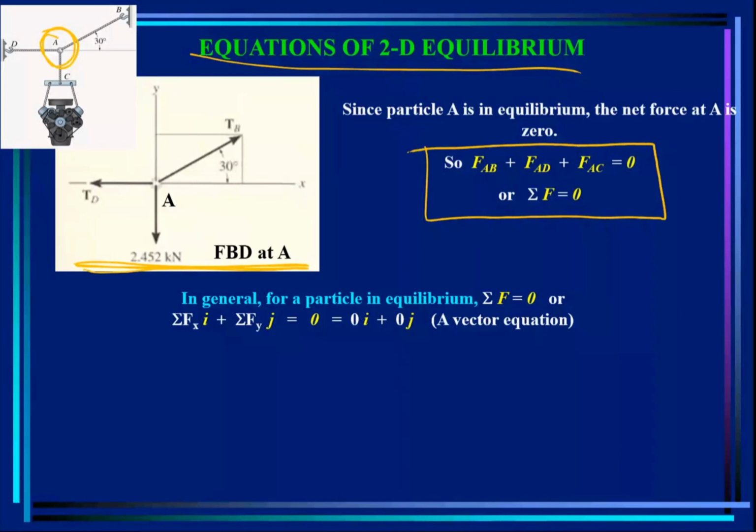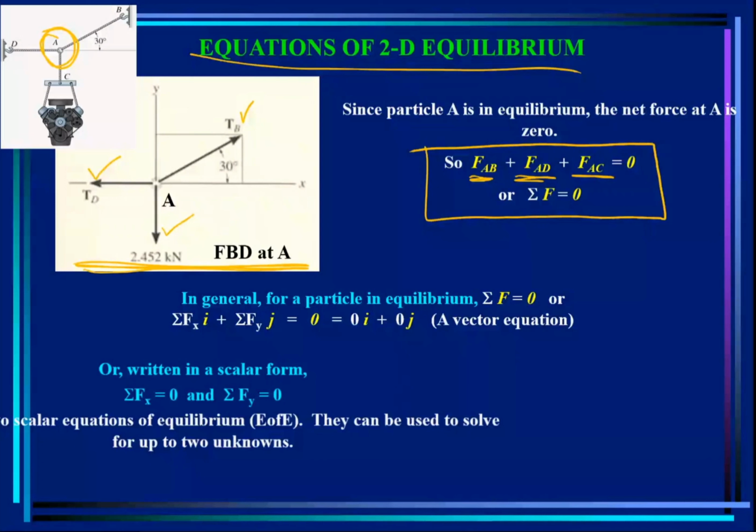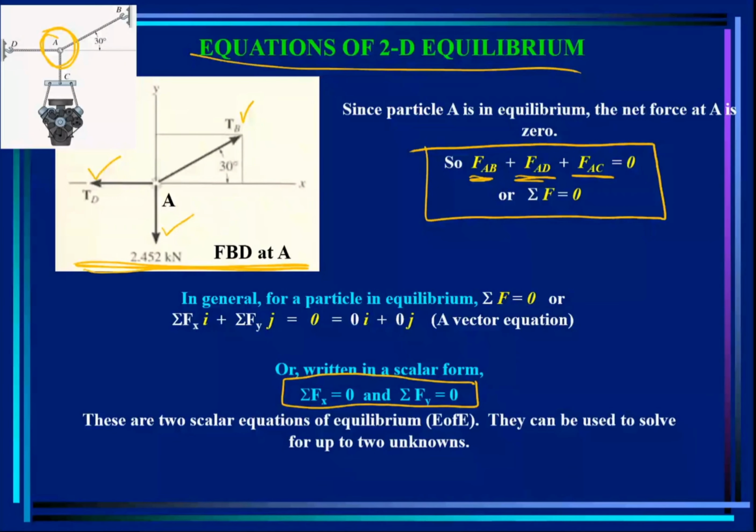You can see that. So that's the vector force AB. That's this one. You got AD. That's this one. And you got AC. That's this one. So sum of all the forces along X equals 0, and sum of all the forces along Y equals 0. I'm not going to go into the details. You already know this. We've covered it already.